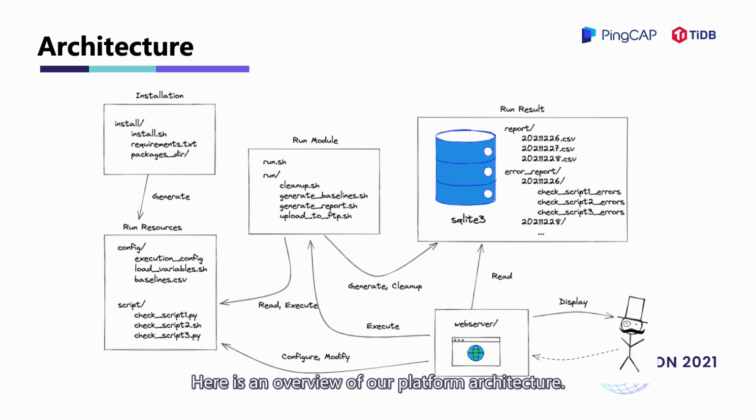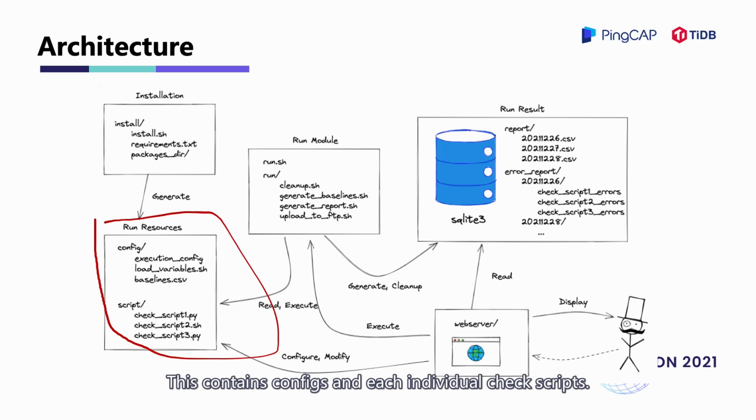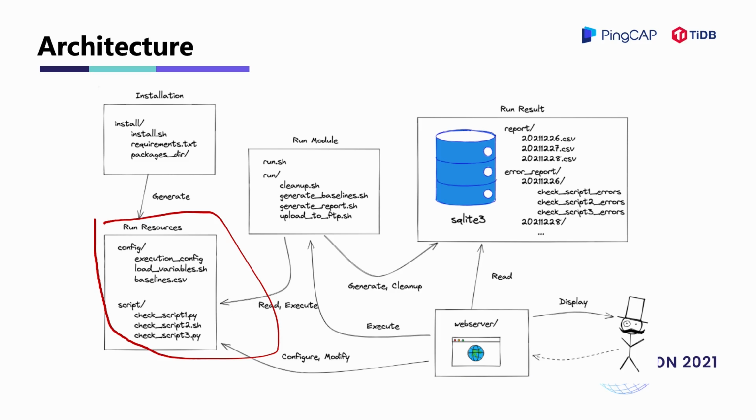Here's an overview of our platform architecture. It's split into many modules. Here, I'm just going to point out a few important ones. First, the run resources. This contains configs and each individual check script. This is the part where we open up to the user for extensibility.